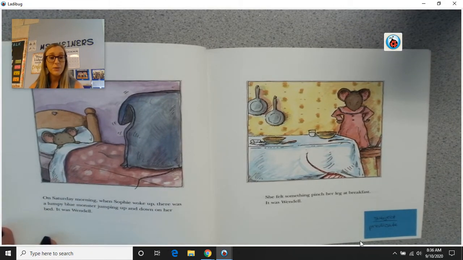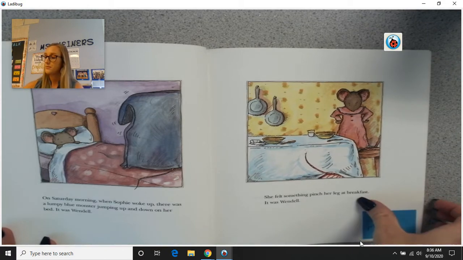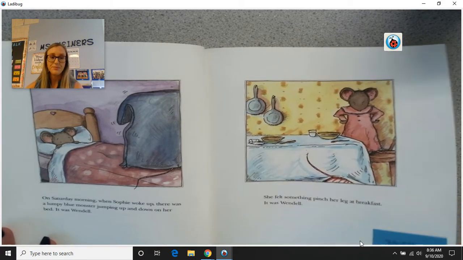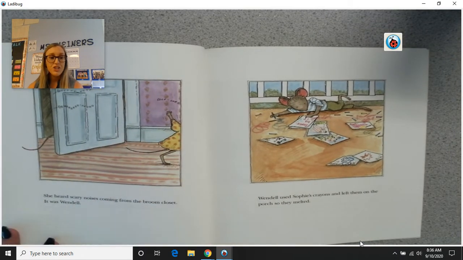On Saturday morning, when Sophie woke up, there was a lumpy blue monster jumping up and down on her bed. It was Wendell. She felt something pinch her leg at breakfast. It was Wendell. She heard scary noises coming from the broom closet. It was Wendell. Wendell used Sophie's crayons and left them on the porch so they melted.